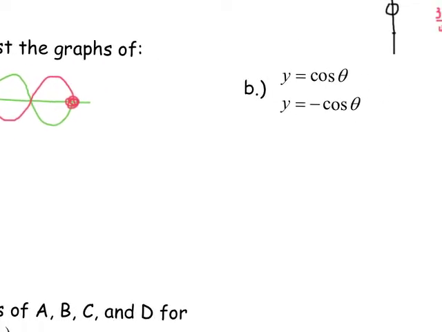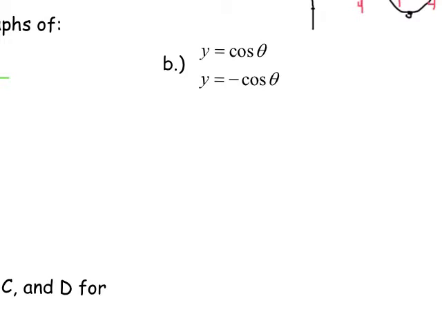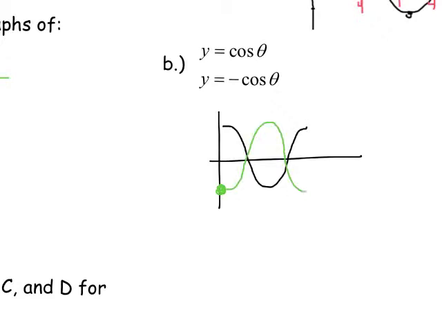Okay, and then cosine theta, same idea. So I'll draw the parent function first, and then if I reflect it over the x-axis, then I'm going to start down, and then I'll make that u, but it's an upside down u.